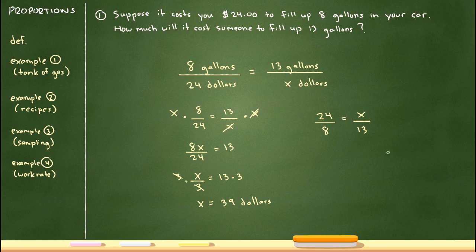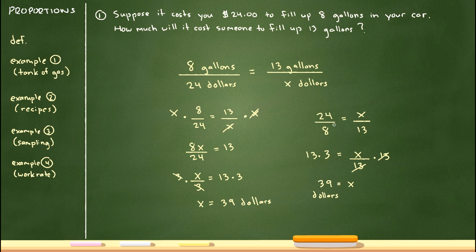So moving on. Let's go ahead and solve this. 24 over 8, we have 3. And this is equal to x over 13. And then we want to solve for x here, so we would multiply by 13 on both sides. So we get 39 is equal to x. And of course, this is dollars here.